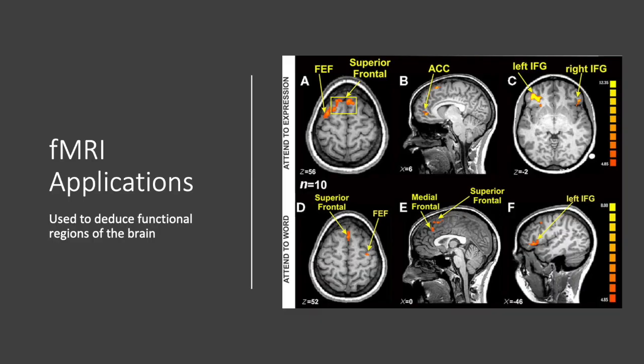fMRI is extremely useful for finding out the functions of different brain regions. For example, we can do an fMRI of someone reading and analyze which parts of the brain are active during that task. In this image here, color represents increased neural activity. We can see that with different tasks, different areas of the brain light up, and this allows us to deduce different functions of different parts of the brain.